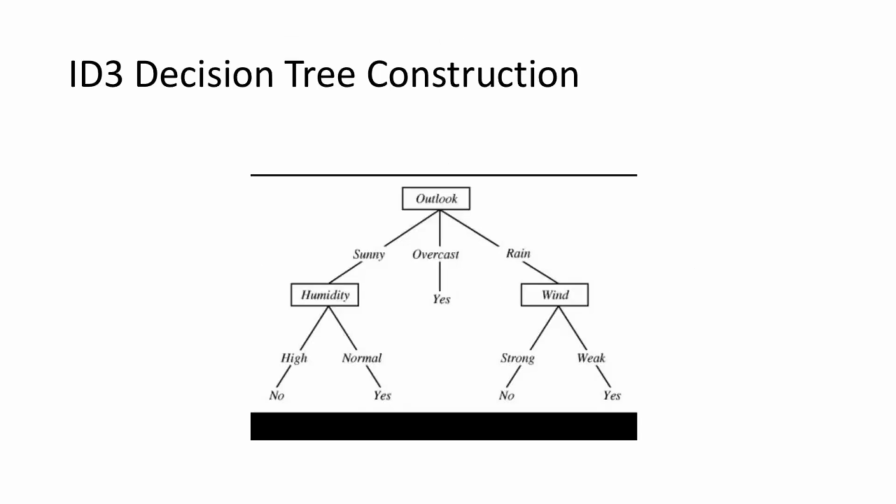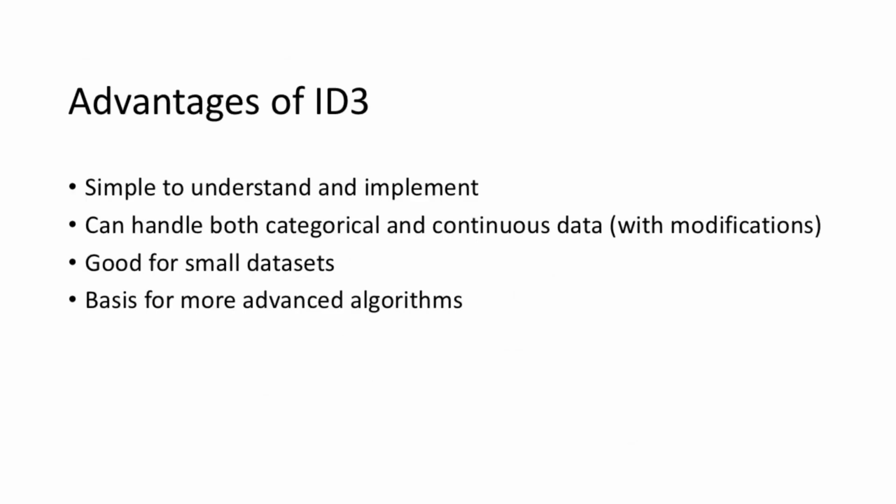The final decision tree looks like this. The tree is fully built by recursively splitting the sunny and rain branches based on the next highest information gain, humidity and wind respectively. Now let's move to the advantages and limitations of ID3.